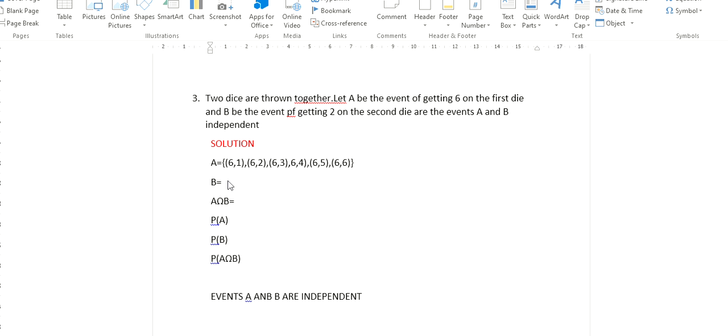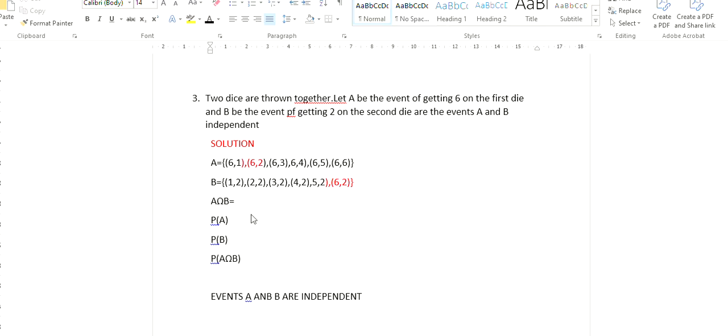Now coming to event B: getting 2 on the second die. So the second one should be 2. How will we write this? We will write it as 1, 2. The second one is 2, so keep on writing: 2, 2. Next, the second one is 2, so 3, 2. Okay, done. Now both are done.